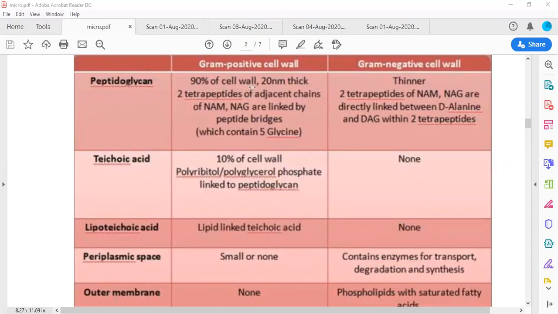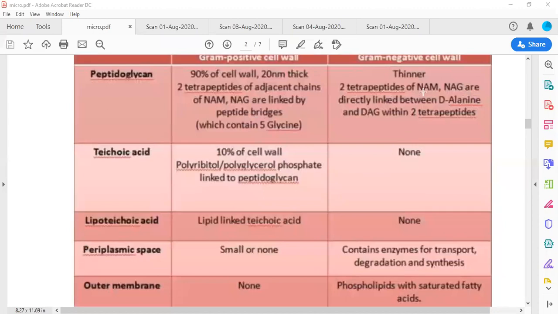In gram-positive bacteria, 90% is the cell wall, and it is generally thick, 20 to 80 nanometer thick, and they are linked by peptide bridges, generally 5-glycine residues as we have seen. Whereas in the case of gram-negative bacteria, they are either directly linked, D-alanine with diaminopimelic acid, with the 2 tetrapeptides. Okay, 2 tetrapeptides, because the last peptide in the pentapeptide is removed. D-alanine is removed in this transpeptidation step, and this is thin, 2 to 7 nanometer thick.